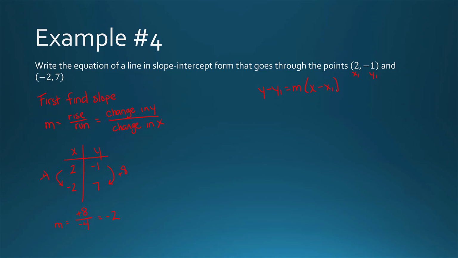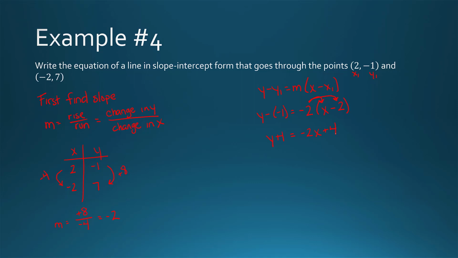So now I'm going to go ahead and plug those values in. Y minus, and y1 is negative 1, and my slope is negative 2, because we just found that over here on the left. And then x minus x1 is a positive 2. So on the left, I want to take these negatives and make it positive, because it's a double negative. And on the right, I'm going to distribute that negative 2. So it becomes negative 2x, and then a negative 2 times a negative 2 is plus 4.